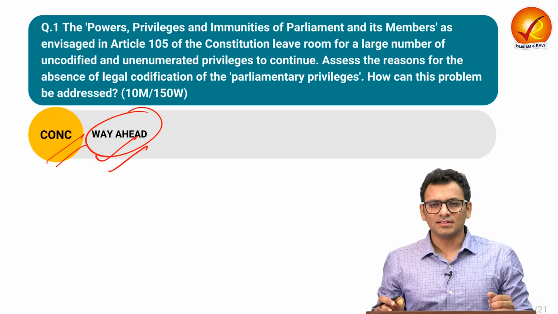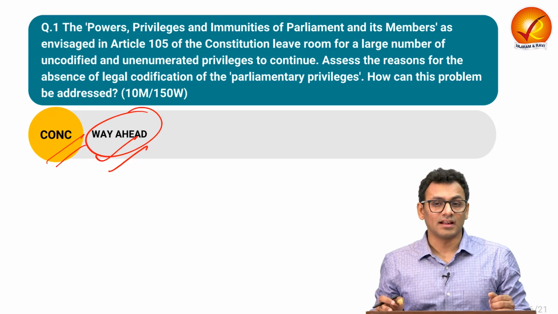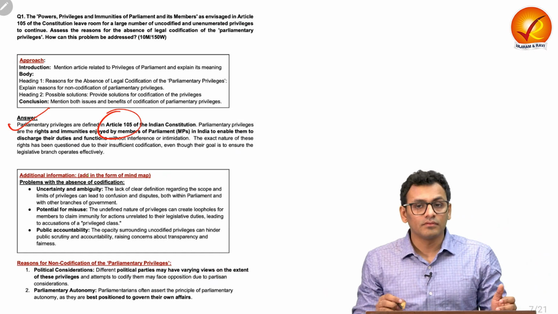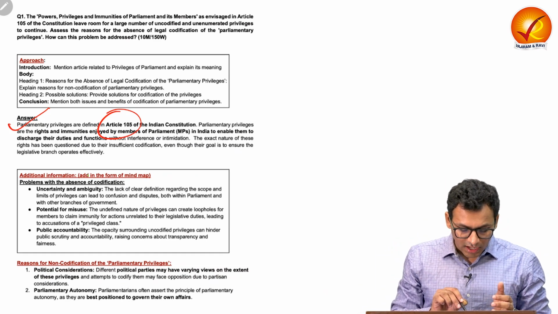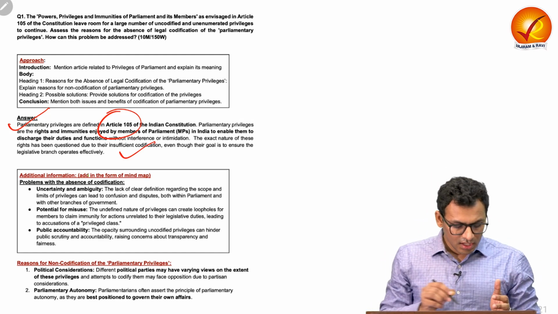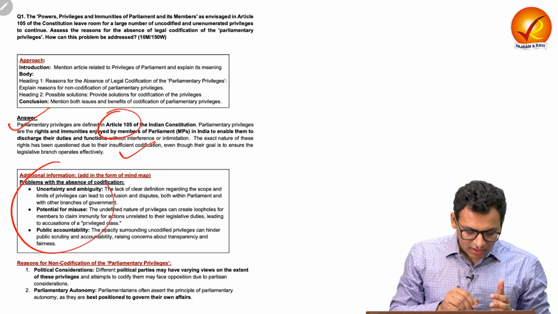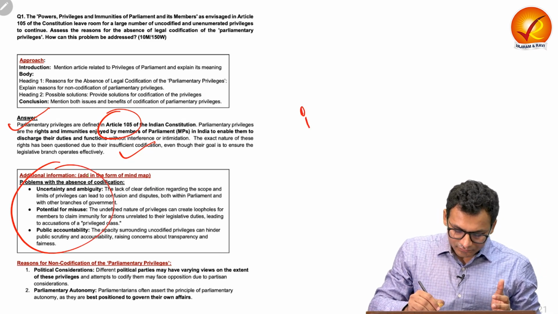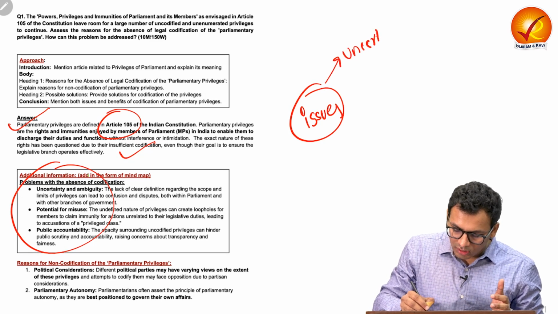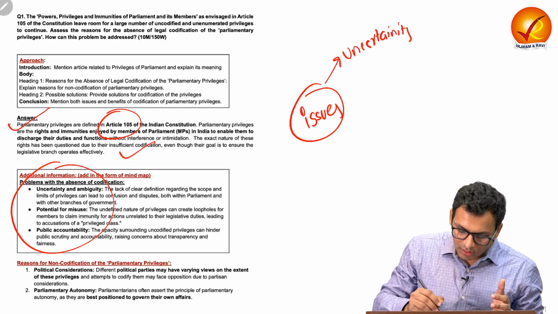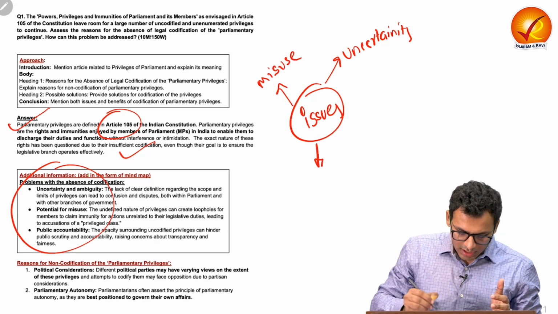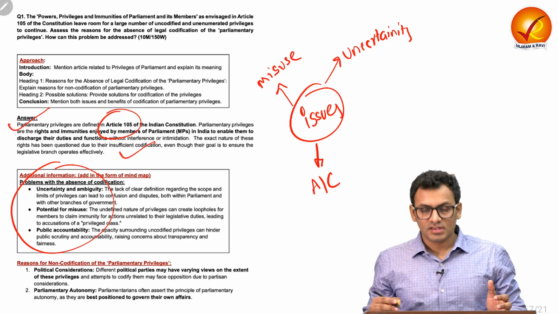Let us see the model answer and understand how we can inculcate the same in our answer writing practice. Firstly, in the introduction, you can give a brief about Article 105 and talk about how there are certain kind of issues with respect to non-codification. You can also talk about the kind of problems in a mind map, as in issues. You can talk about uncertainty, misuse, and lastly, accountability. So these are the kind of issues.